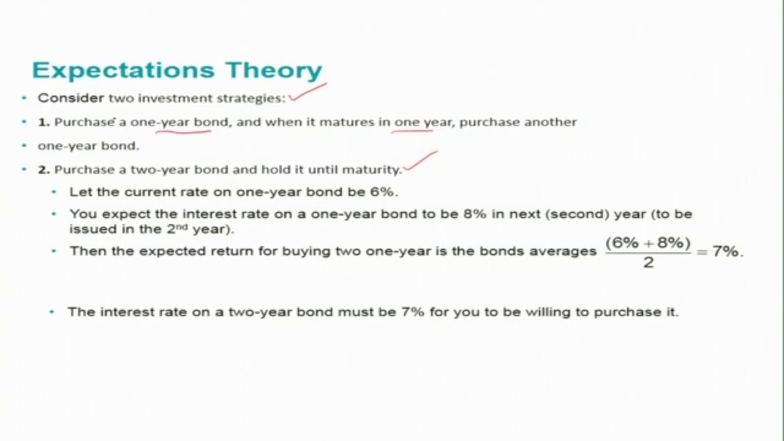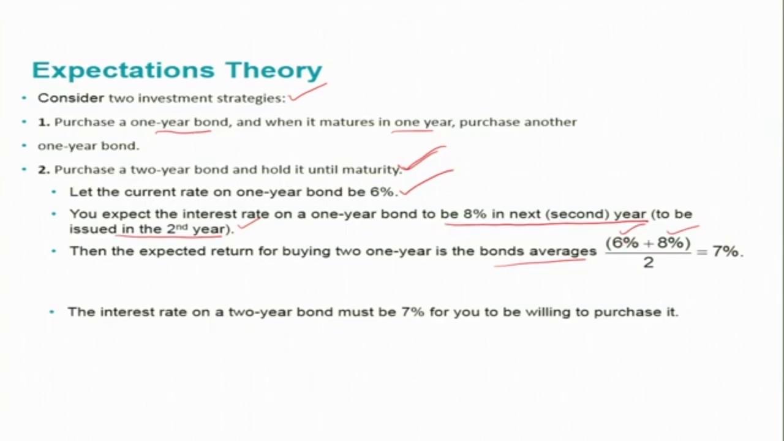Suppose the investor doesn't have a preference between a 1-year bond and a 2-year bond. In this case, the expectation theory says that based on expectations, there will be a difference between short term and long term, and the current rate of interest is going to be the average of both. To explain this, let the current interest rate on a 1-year bond be 6%, and you expect the interest rate on a 1-year bond issued in the second year to be 8%. That means the first year is 6% and in the second year it is going to be 8%. Then the expected return for buying two 1-year bonds is the bond's average.